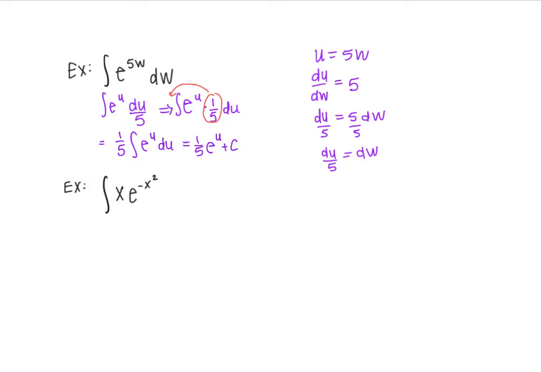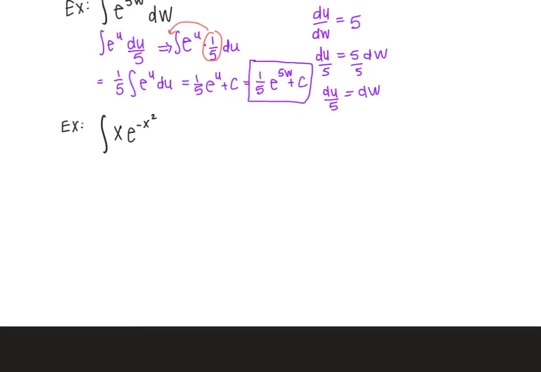The last thing I need to do is plug 5w back in. 1/5 e to the 5w plus c. So nothing canceled here, but I had a constant left over that I could pull out. You can't have leftover variables. You can only have leftover numbers. So it either all needs to be w or all needs to be u. You can't have u's and w's or u's and x's in the same equation. So let's apply that to this next example here.